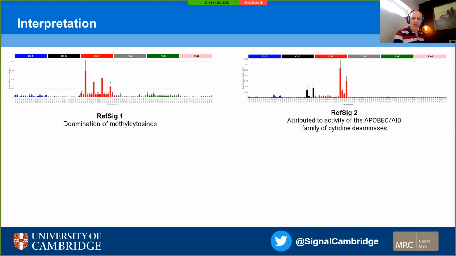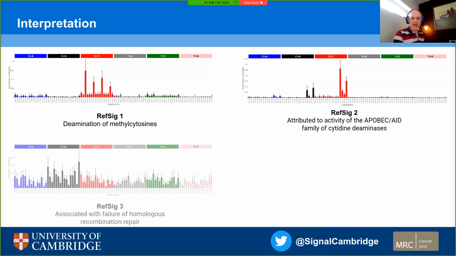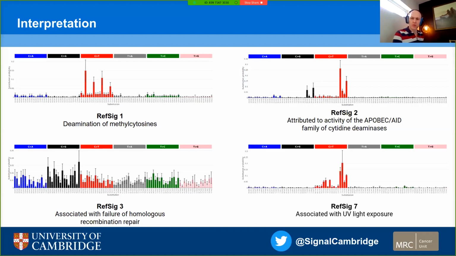RefSig2, on the other hand, is attributed to the activity of the APOBEC family of cytosine deaminases, and RefSig3 is associated with a failure of homologous recombination repair. There are signatures associated with exogenous sources of damage also, such as RefSig7 here, which is found exclusively in skin tumors and is associated with UV light exposure. In total, we have found 38 substitution reference signatures, with the cause of many being unknown.